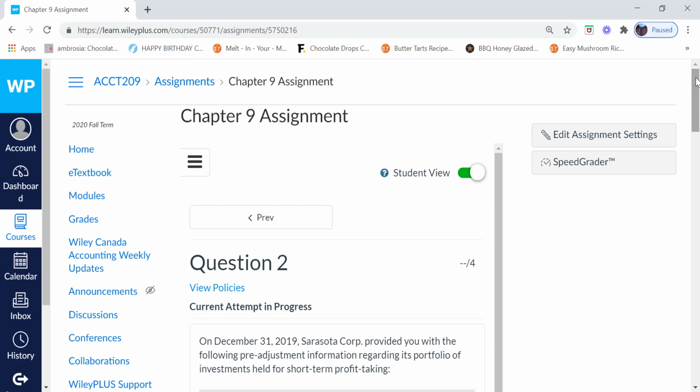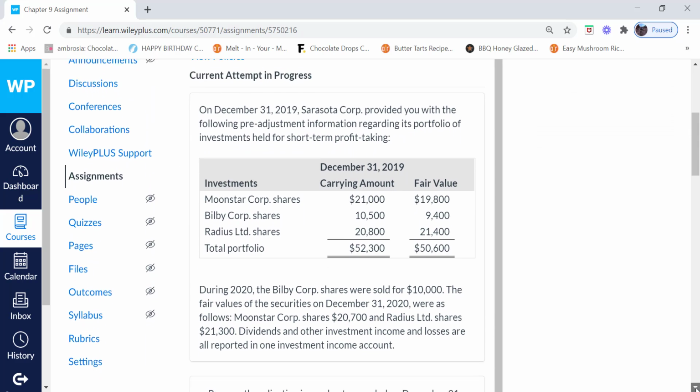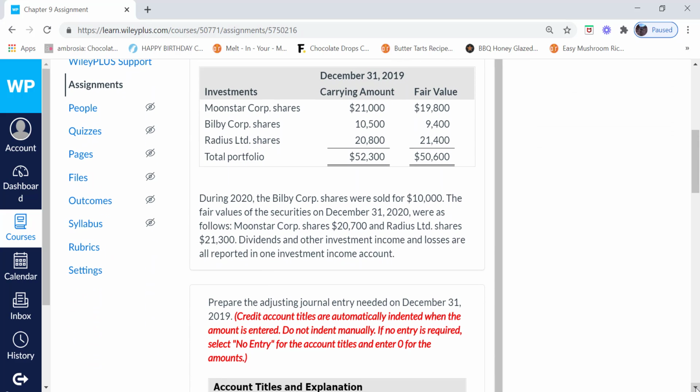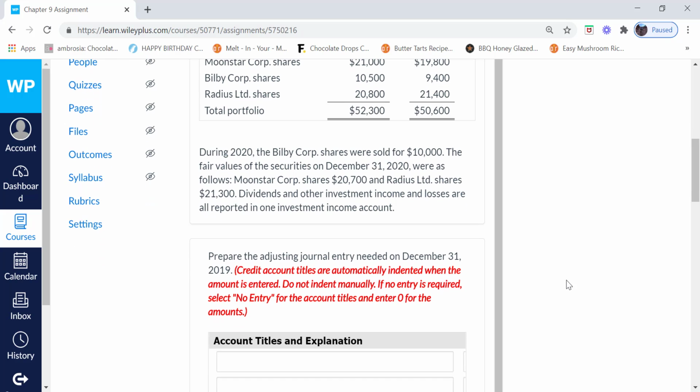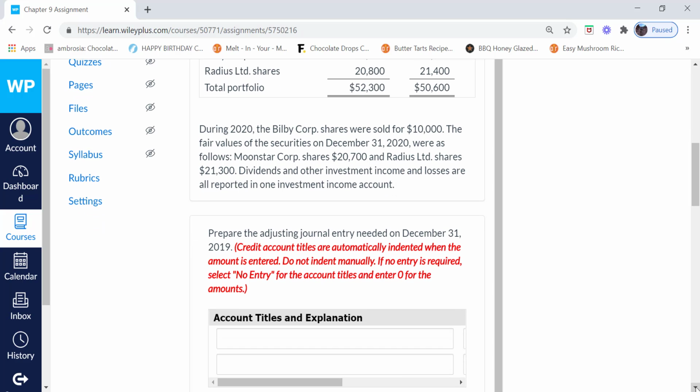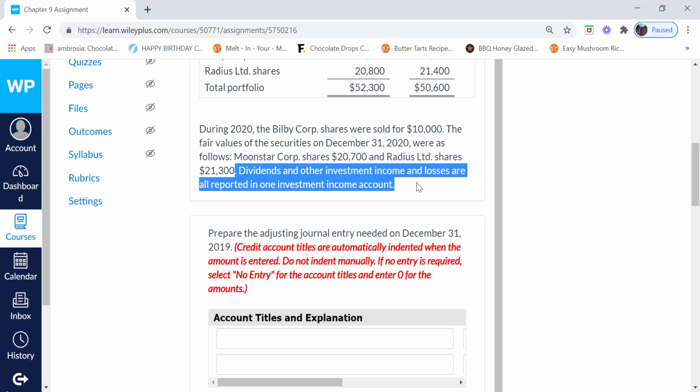The second one is a fair value question, and I don't think I want to go through this. This should be fairly straightforward. When we say adjusting entry, we are adjusting it to its fair value, so we're either going to have a gain or a loss. It's key. Dividends and other investment income are all reported in one investment income account, so that's normally what I'm going to do in class. So you don't need dividend income or gain on sale or anything. You've just got an investment income account.